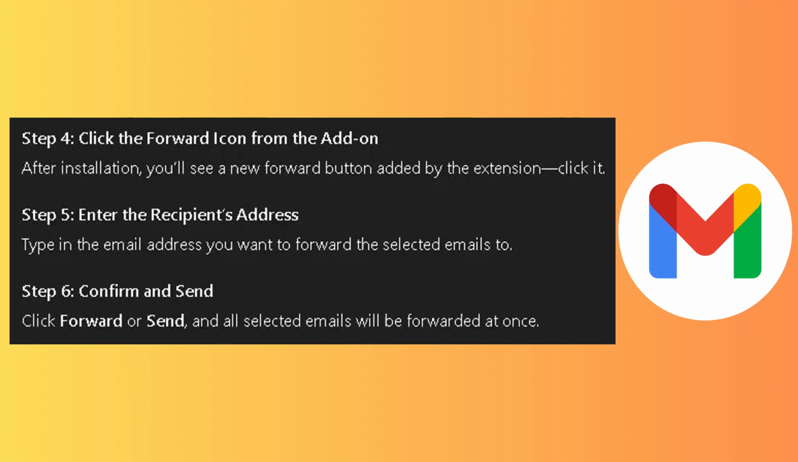Enter the recipient address. Type in the email address you want to forward these selected emails to. Confirm and then send. Click forward and send and your selected emails will be forwarded all at once. Now you know how to bulk forward multiple emails in Gmail at once.